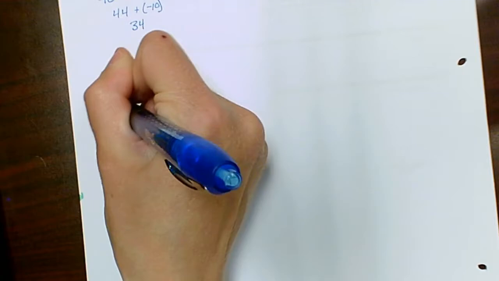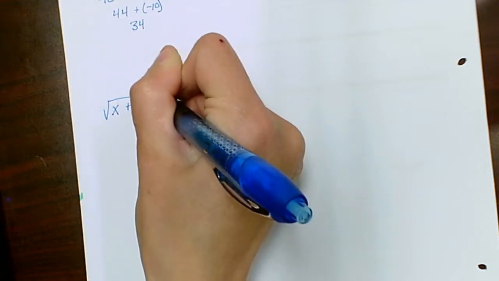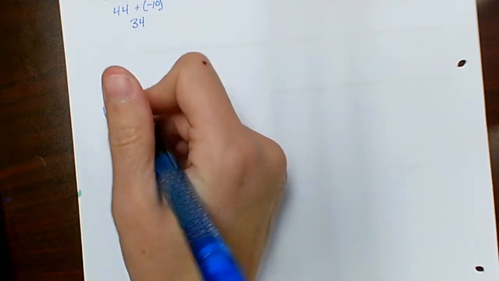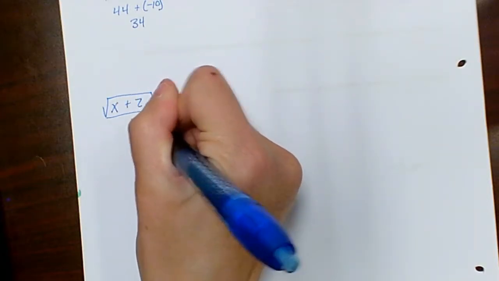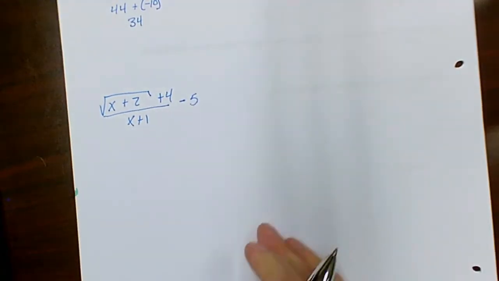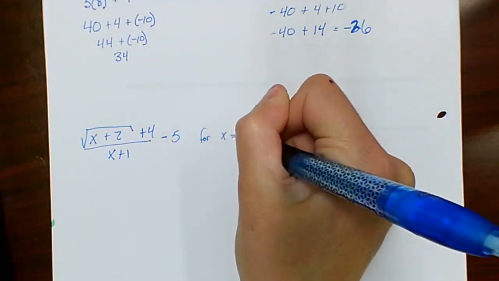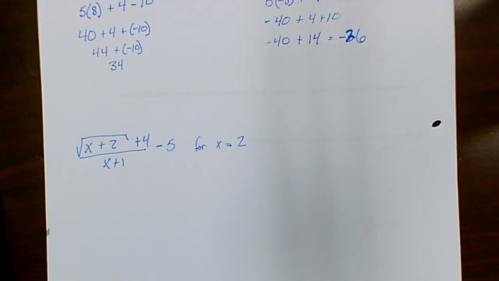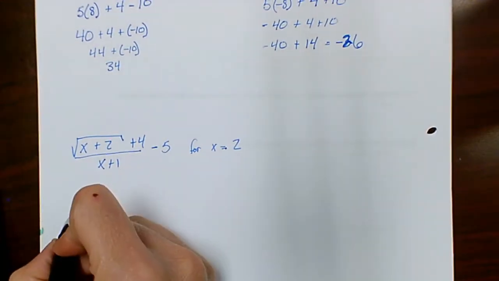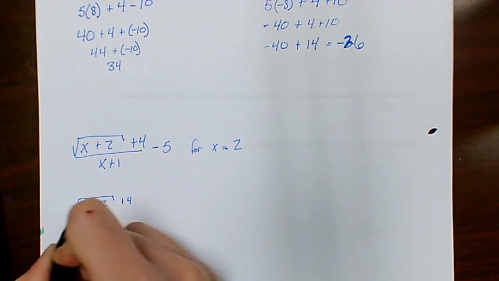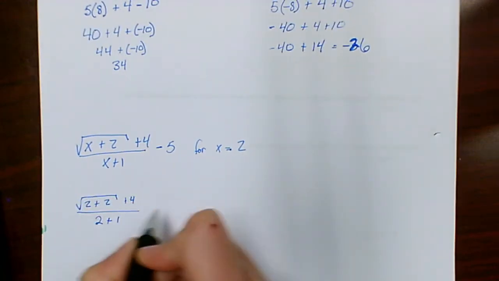So square root of x plus 2, and then add 4 to that, divided by x plus 1, and then we're going to subtract 5 when we are done, for x equals 2. So plug 2 in. So we have square root of 2 plus 2, plus 4, all over 2 plus 1, minus 5.